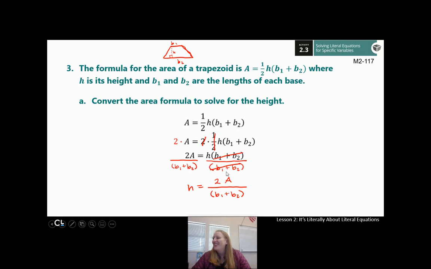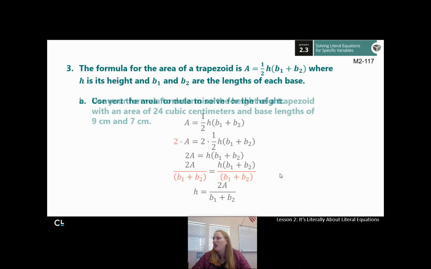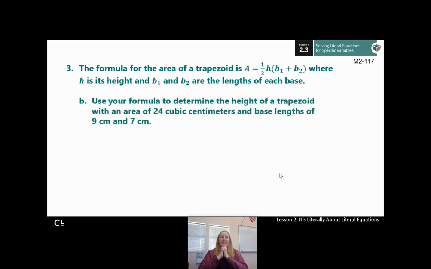All right, now that we have our lovely formula, and it is a lovely formula, let's take this a step further. Let's use our formula to determine the height of a trapezoid with an area of 24 cubic centimeters and base lengths of 9 and 7. Go ahead and hit pause, plug everybody into your new formula, and then hit play when you're ready to check your work.